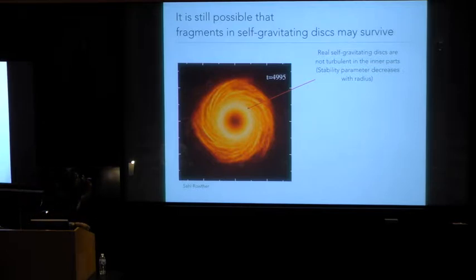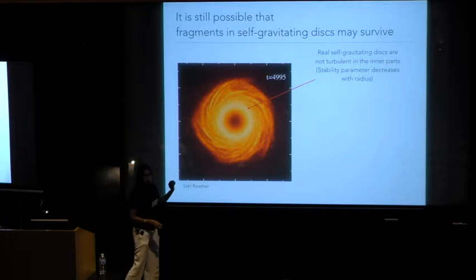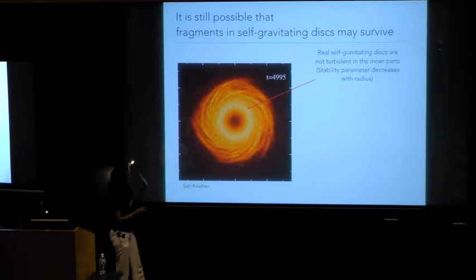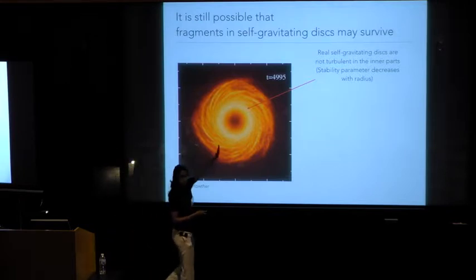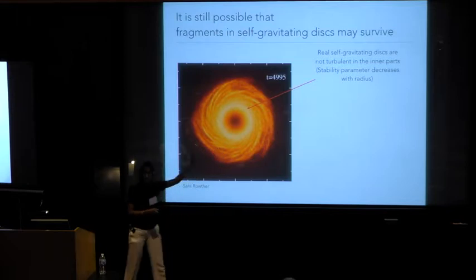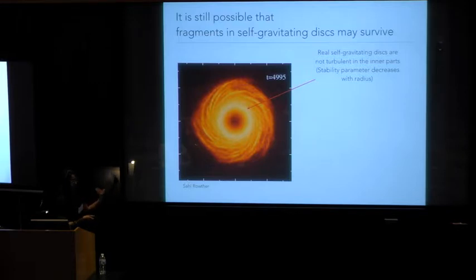But what we're actually looking at in more detail with my student's PhD thesis is to model these disks in a more realistic way. Those ones that were modeled before were entirely turbulent from the outside all the way to the inner parts of the disk. But we only expect the outer parts of these disks to be self-gravitating. The inner parts should, in principle, be much more quiescent.